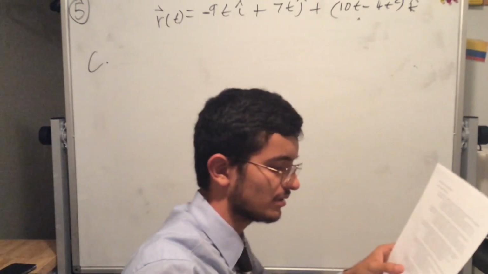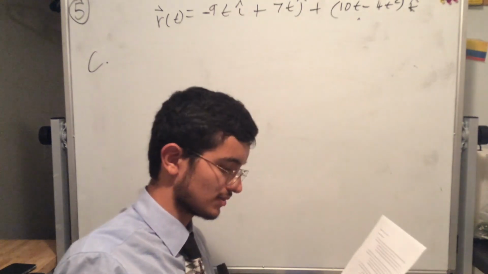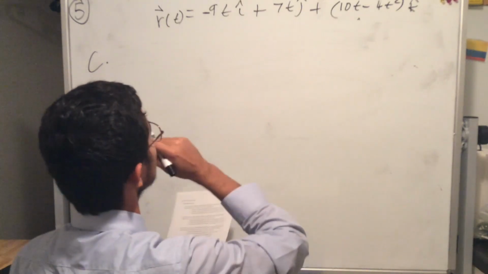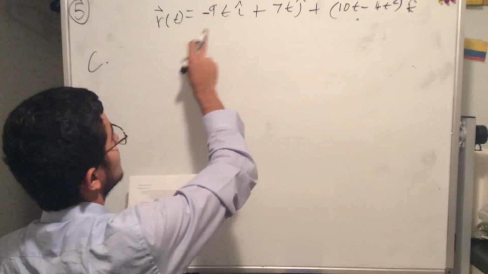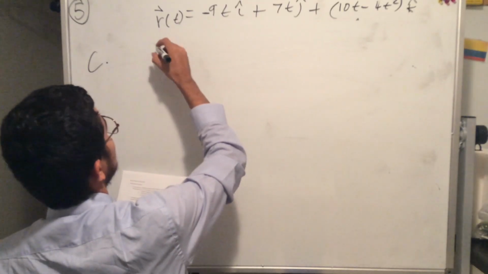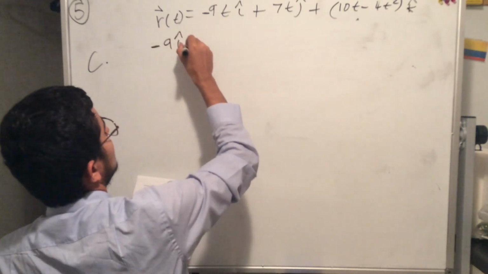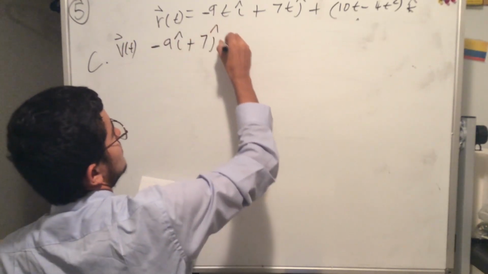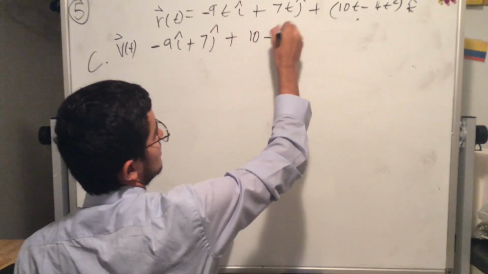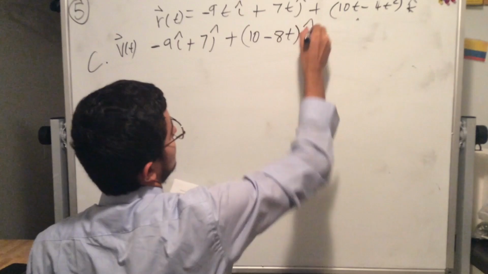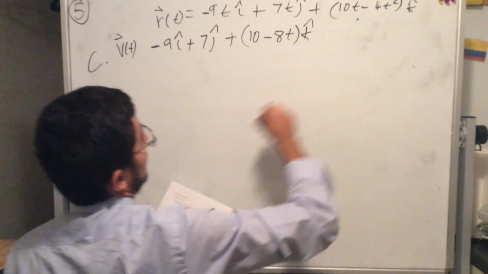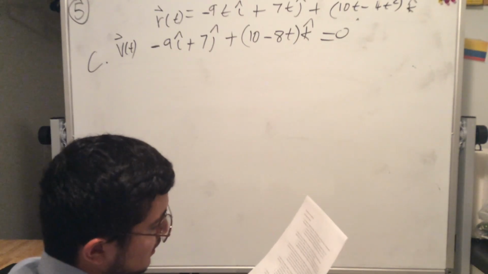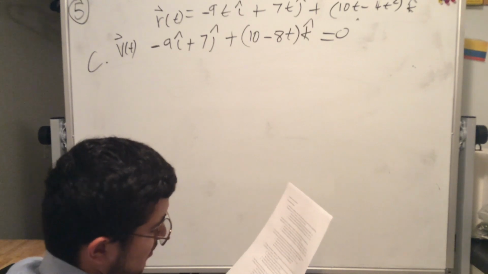For part C, we're going to find whether or not there is a time when the velocity of the bee is 0. So of course we have to set the velocity vector function equal to 0. Oh, I erased that. So let's just do it again. So it's going to be negative 9 i hat plus 7 j hat plus 10 minus 8t k hat. That's going to be velocity. Now we have to set that equal to 0, and we have to find if there's a time when it's 0.